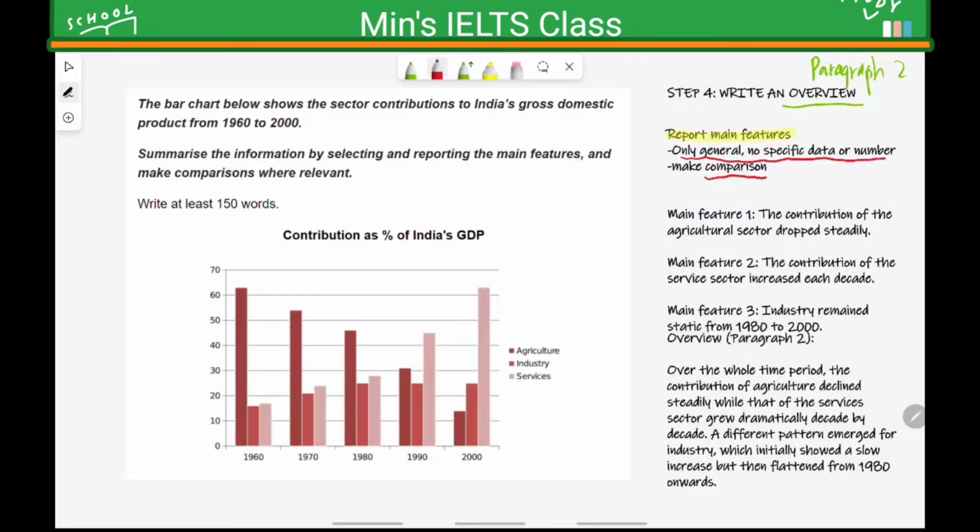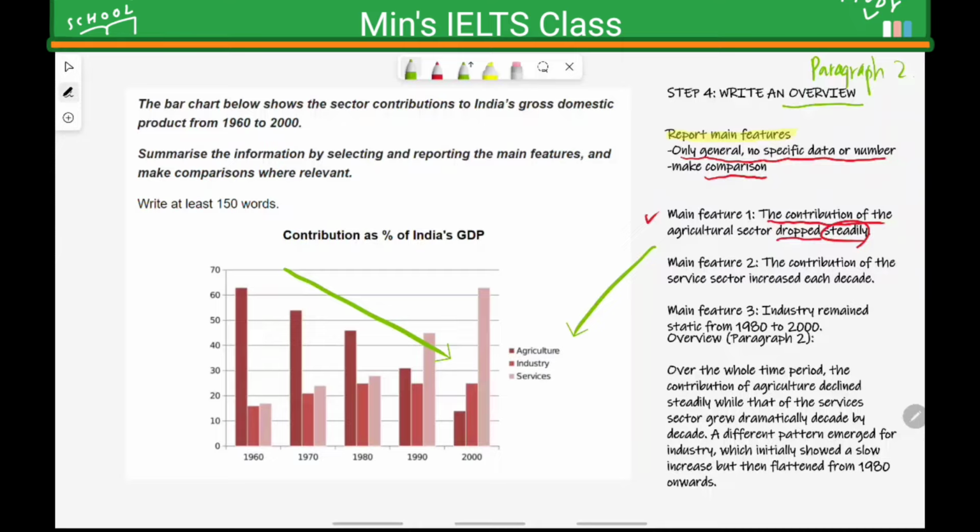In most cases, we get data or a graph that we can make some comparisons with. Our main feature number 1 is that the contribution of the agriculture sector dropped steadily. Okay, so in 1960, it was at 63%, and then in 1970, it was at 53%, and then in 1980, 45%. So a steady decline, just like that.